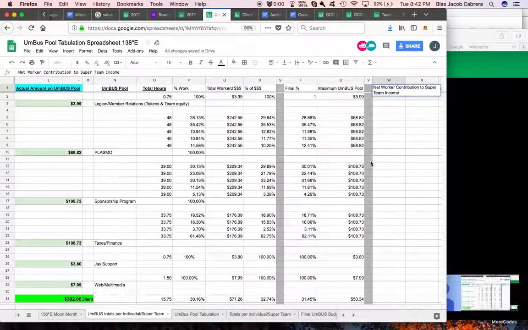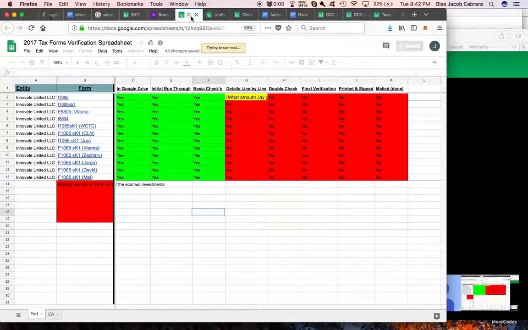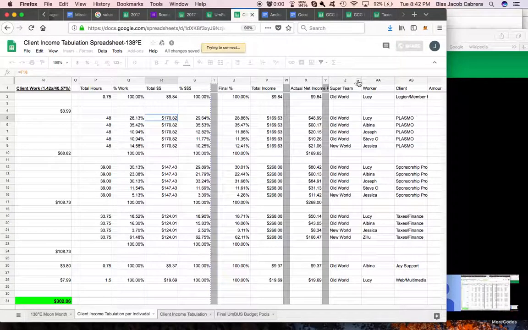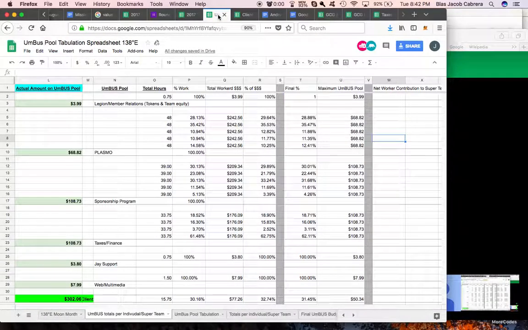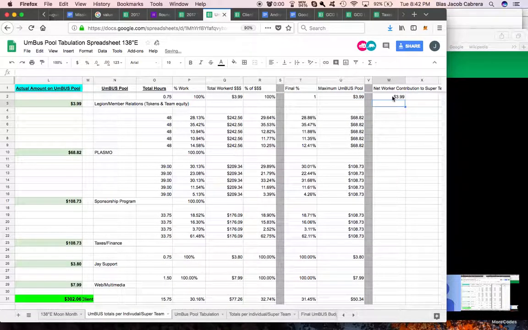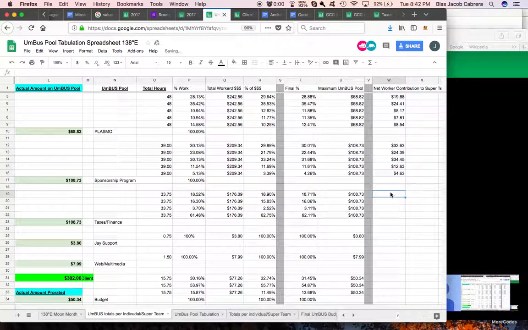And then each of the super teams pay the workers. This is just a simple calculation. It's the percentage times the total. So this is equal to the percentage times the total, and then this gives you the exact number for each person. And then everyone can see how much they did.